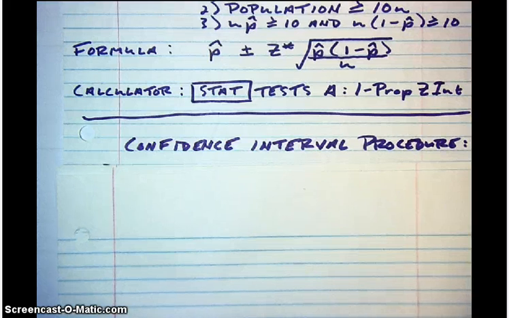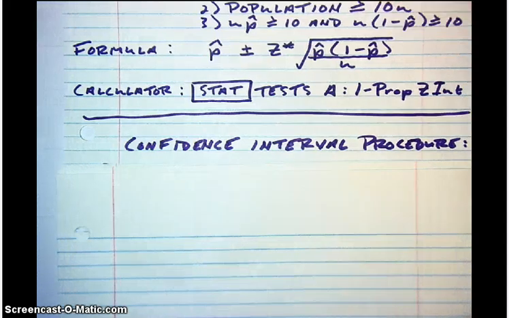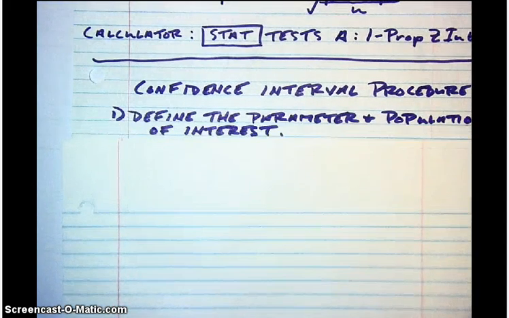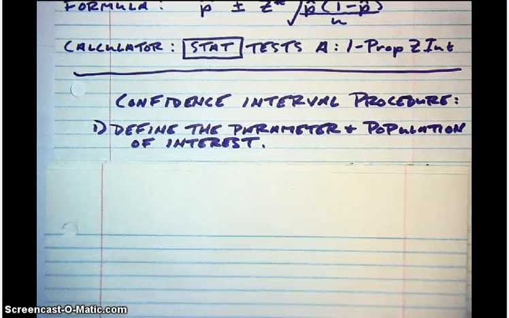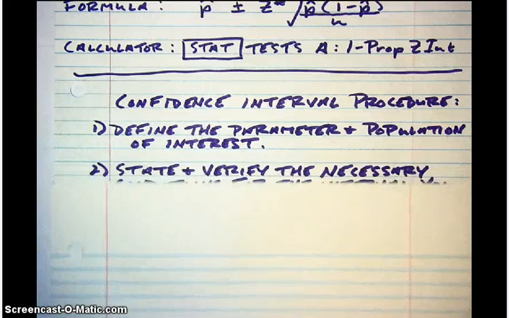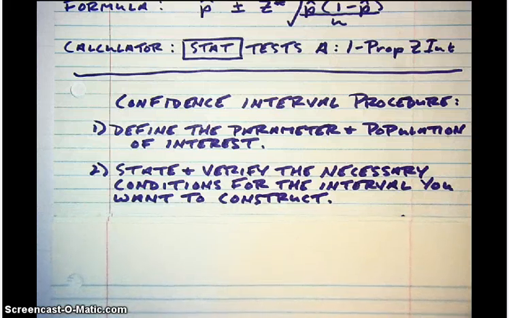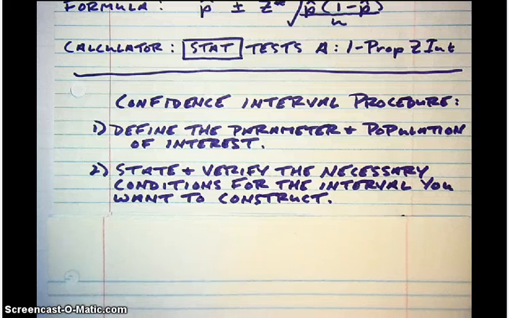Now, when you do a confidence interval, there's a procedure you should follow in every case, regardless of what kind of interval it is. And these are the basic steps of that procedure. First of all, you should define the parameter and population of interest. You're estimating a proportion P or a mean mu, and you should say P equals this, mu equals that, whatever the case might be. That also provides context for the problem, but you should define that parameter and the population that it applies to.